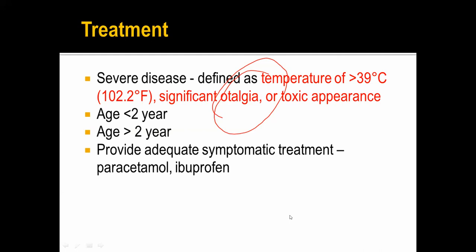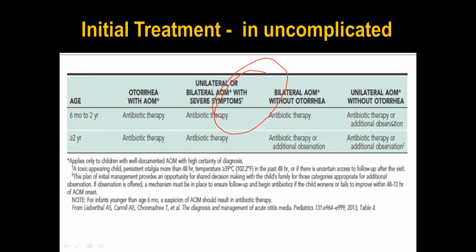The choice of antibiotic depends on symptom severity and also the age group. Generally there is an indication for antibiotics, except for unilateral acute otitis media without otorrhea, and bilateral acute otitis media without otorrhea in children more than 2 years. In this case, we offer additional observation, especially when the parents are willing to come back for review. If they are well educated and informed, we can go for additional observation. During this observation, over the next 48 to 72 hours, if there is a failure to improve or if the child is worse, they can choose to provide an antibiotic.